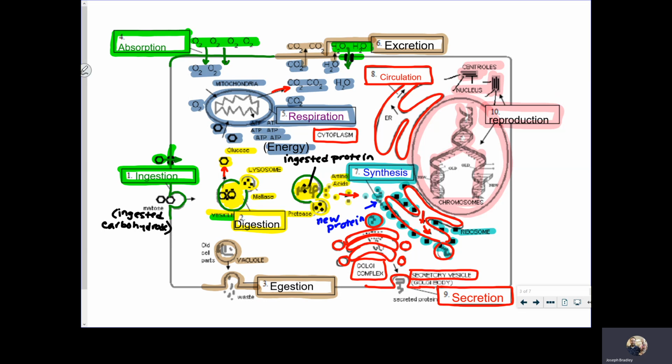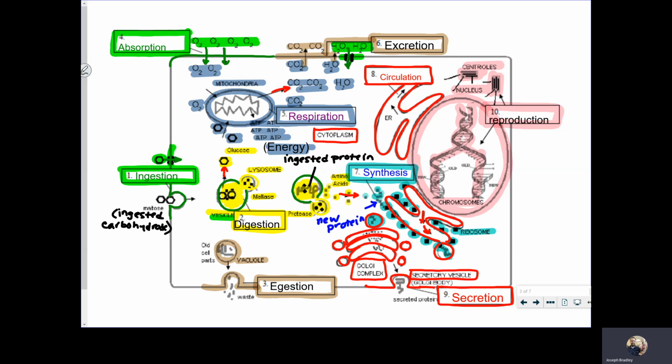The red processes, the ones that are outlined in red, those are going to be things where useful materials are being moved to where they need to be. So if they're being moved within the cell, that's circulation. If they're moving out of the cell, that's secretion. The yellow process there is digestion. The purple process is respiration. The pink process is reproduction. And then the blue process is synthesis.